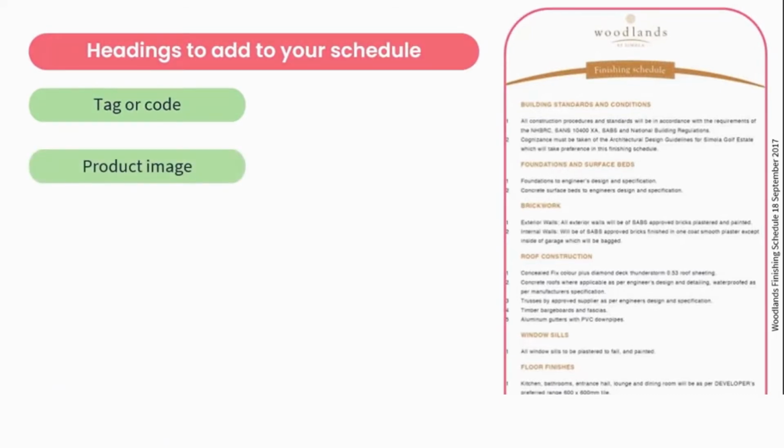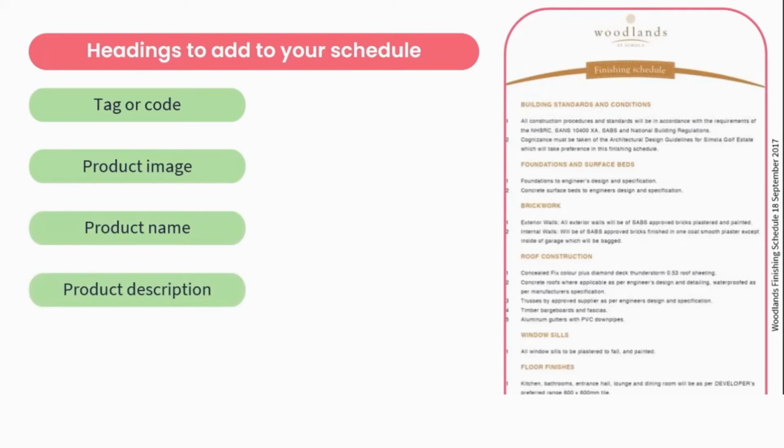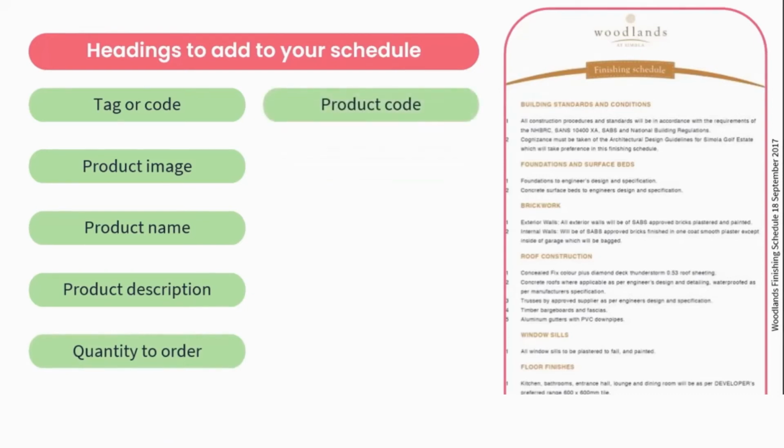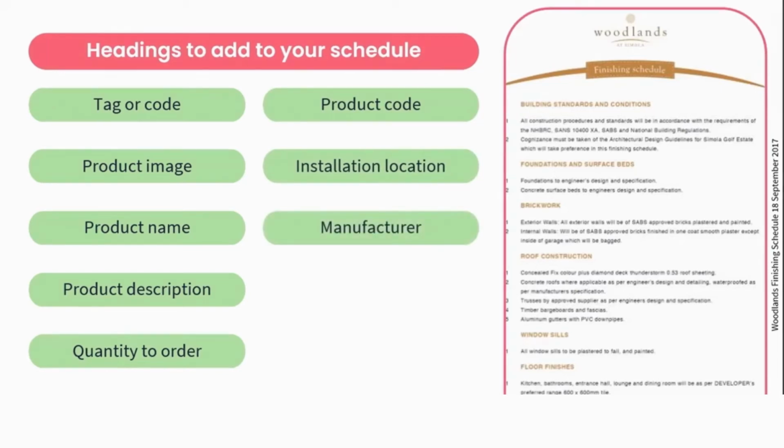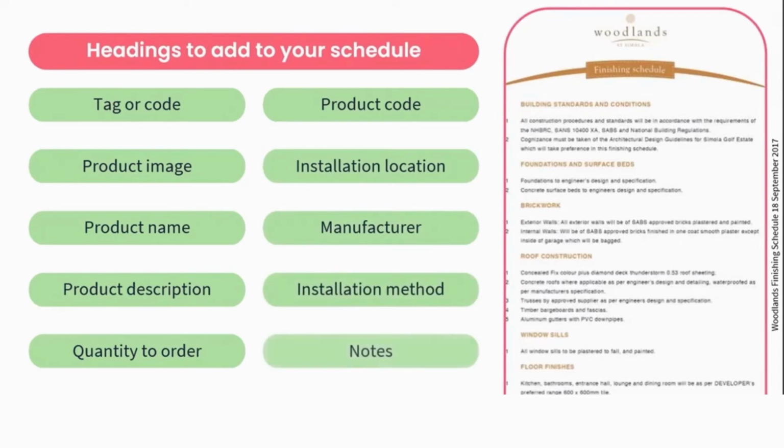Now this is really important. Make sure that you're adding the correct image for that product. You then want to add the product name, as well as a product description explaining everything to do with that product, what it looks like, the size, the shape, etc. You want to then specify how much needs to be ordered, the quantity to order of that product. You can then add a product code, an installation location, who the manufacturer is, so who's manufacturing that product, how the product needs to be installed, and then any additional notes that you have not included under these headings. Remember, these are the headings to your specification schedule, and the information will be populated below.